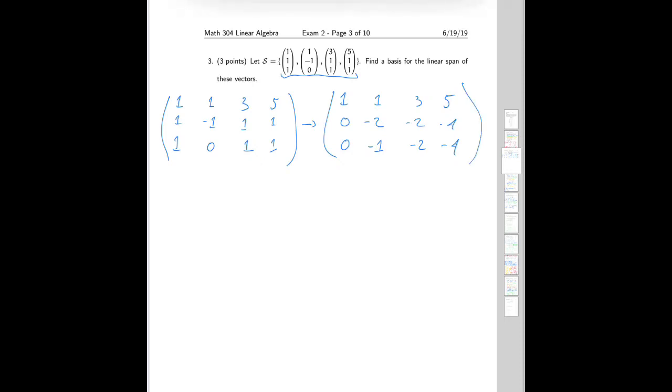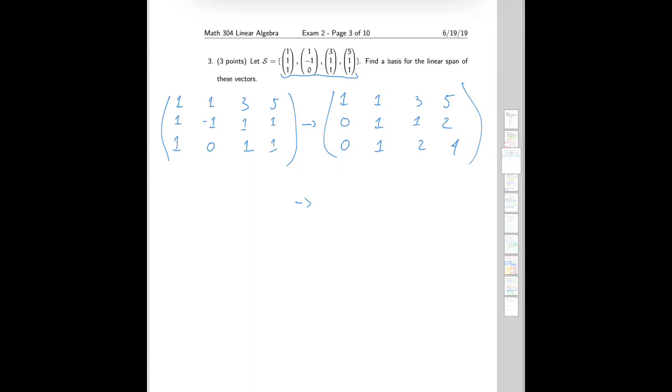Okay, now I'm going to do the usual thing. I'm going to divide row 2 by minus 2, so the new second row is going to be 1, 1, 2. And I'm also going to divide the third row by minus 1, or multiply by minus 1, so it's just going to be 1, 2, 4.